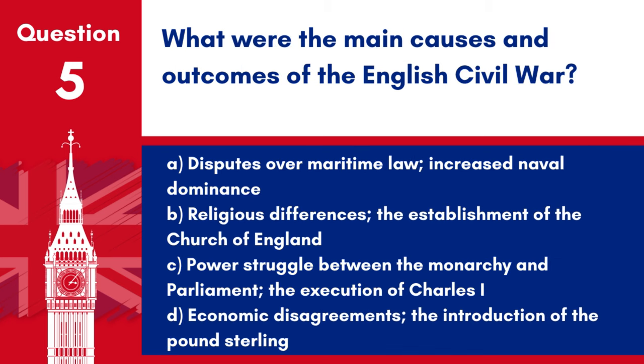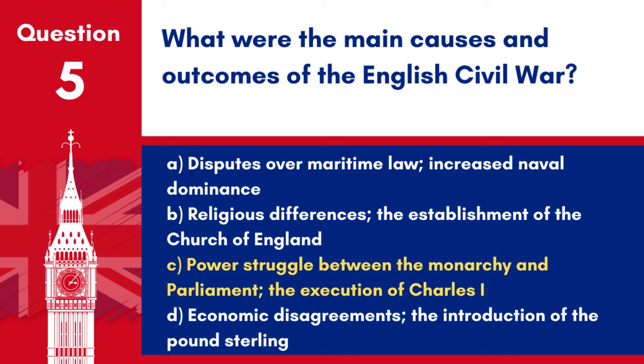Question 5. What were the main causes and outcomes of the English Civil War? A. Disputes over maritime law, increased naval dominance. B. Religious differences, the establishment of the Church of England. C. Power struggle between the monarchy and Parliament, the execution of Charles I. D. Economic disagreements, the introduction of the pound sterling.